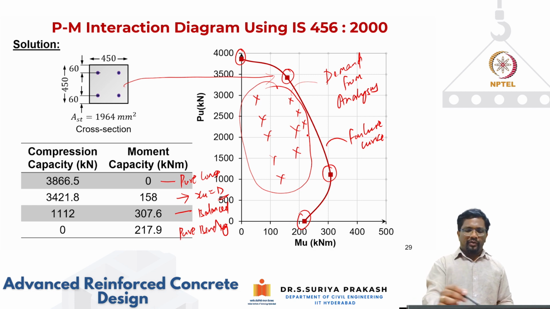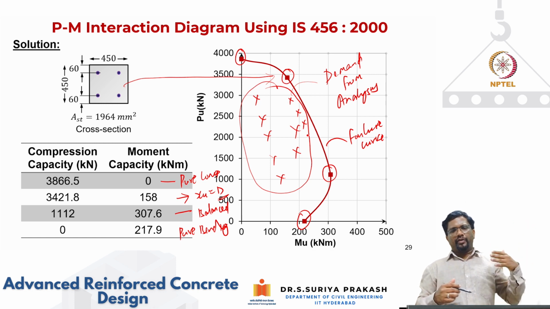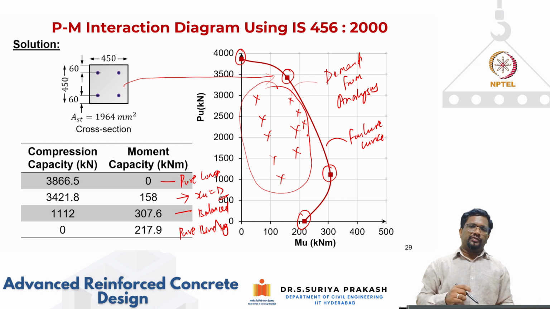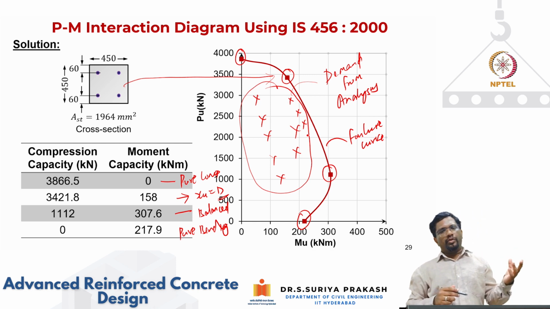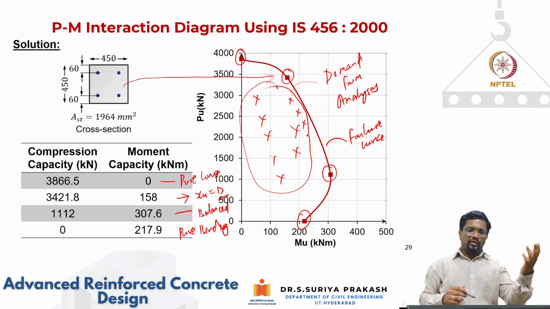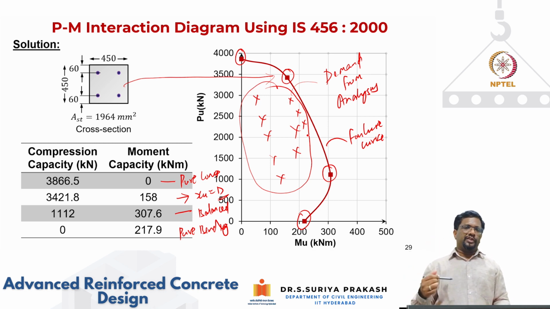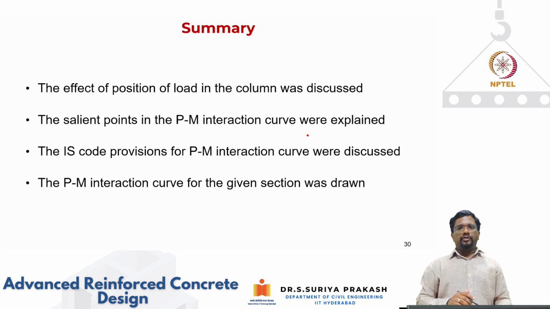Now we can also convert this into non-dimensional form, like what you have in SP16. For any cross section, if I know the distribution of steel, then I can find a non-dimensionalized expression for PU as PU by FCK B D. Similarly, MU can be expressed as MU by FCK B D square. Then I can generate a family of curves for different amounts of steel. That's how the SP16 charts have been derived. With this, we will summarize this lecture.